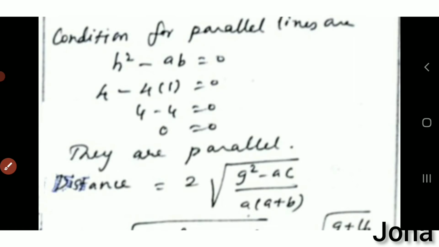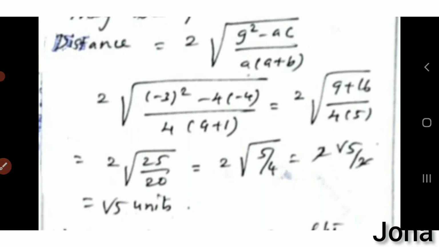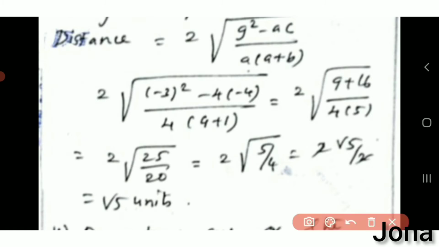The distance formula is distance equal to 2 into root of g square minus ac by a plus b. Substitute all the values here. So, g square is minus 3 the whole square minus 4 into minus 4 divided by 4 into a plus b, that is 4 plus 1. So, here minus 3 square is 9, 4 into 4 is plus 16, 4 into this 4 plus 1 is 5. Therefore, 2 into root of 25 by 20, this 25 is 5.